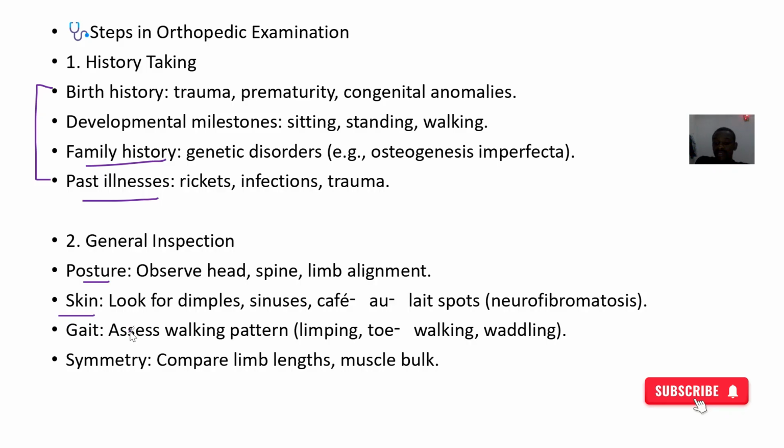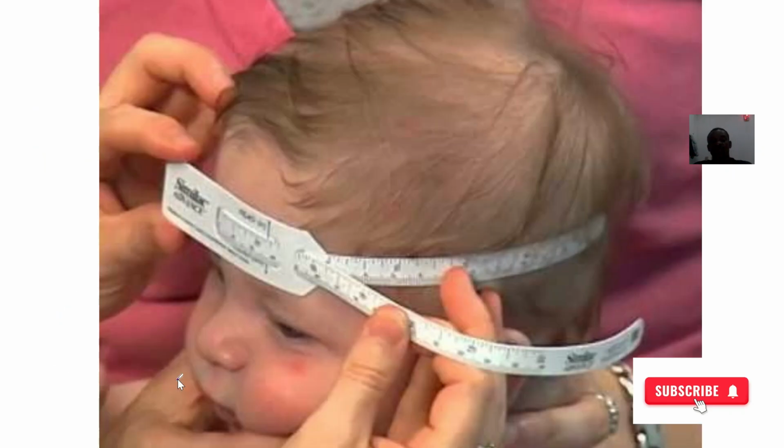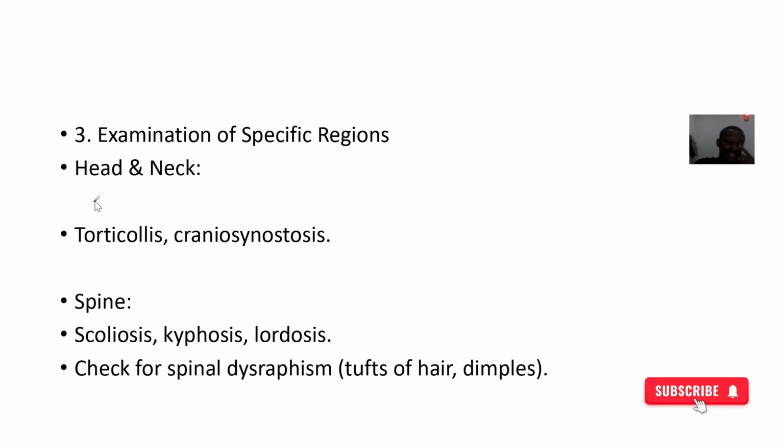You allow them to walk a little, so you can look at any walking pattern. Then symmetry: you compare the two sides to make sure that they are equal. You also measure the head size and the rest of it. So you examine the head and neck to see if there's any issue, and examine the spine to see if there's any issue.